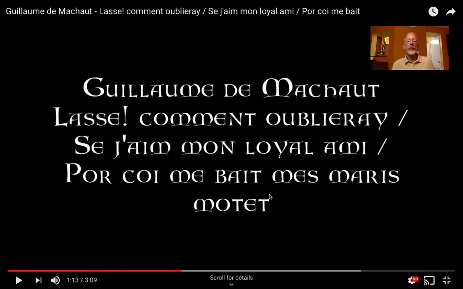And so on. You see on the screen, there's a line of text, Las Comment oublierais, and a slash. That's what the top person is singing. Then you see Si je mon ami, that's what the middle person is singing. And you see Pourquoi me bat mes maris, which is what the lower person is singing. So 3 different French texts going on at the same time, sung by 3 people.